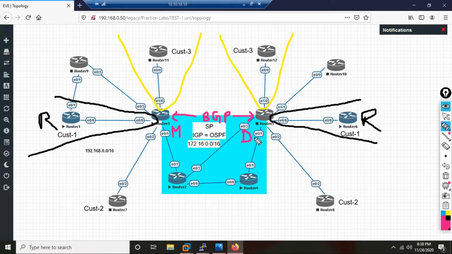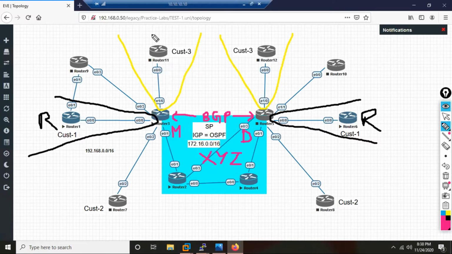So now this is Mumbai and Delhi. Now this service provider, let us call it XYZ company. Let's say this is XYZ service provider. So this XYZ has become popular. Now they have got one more customer. And now see the problem.